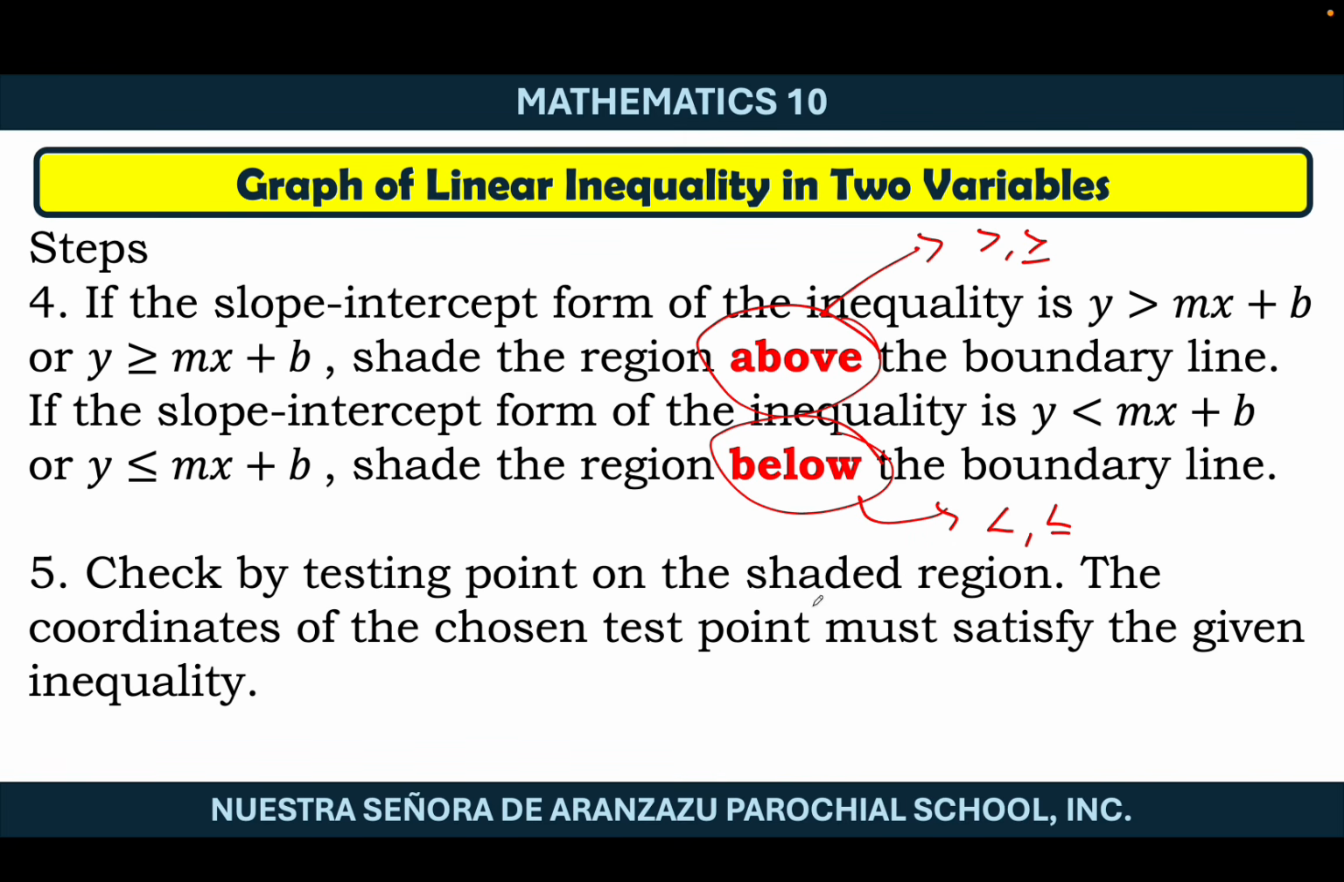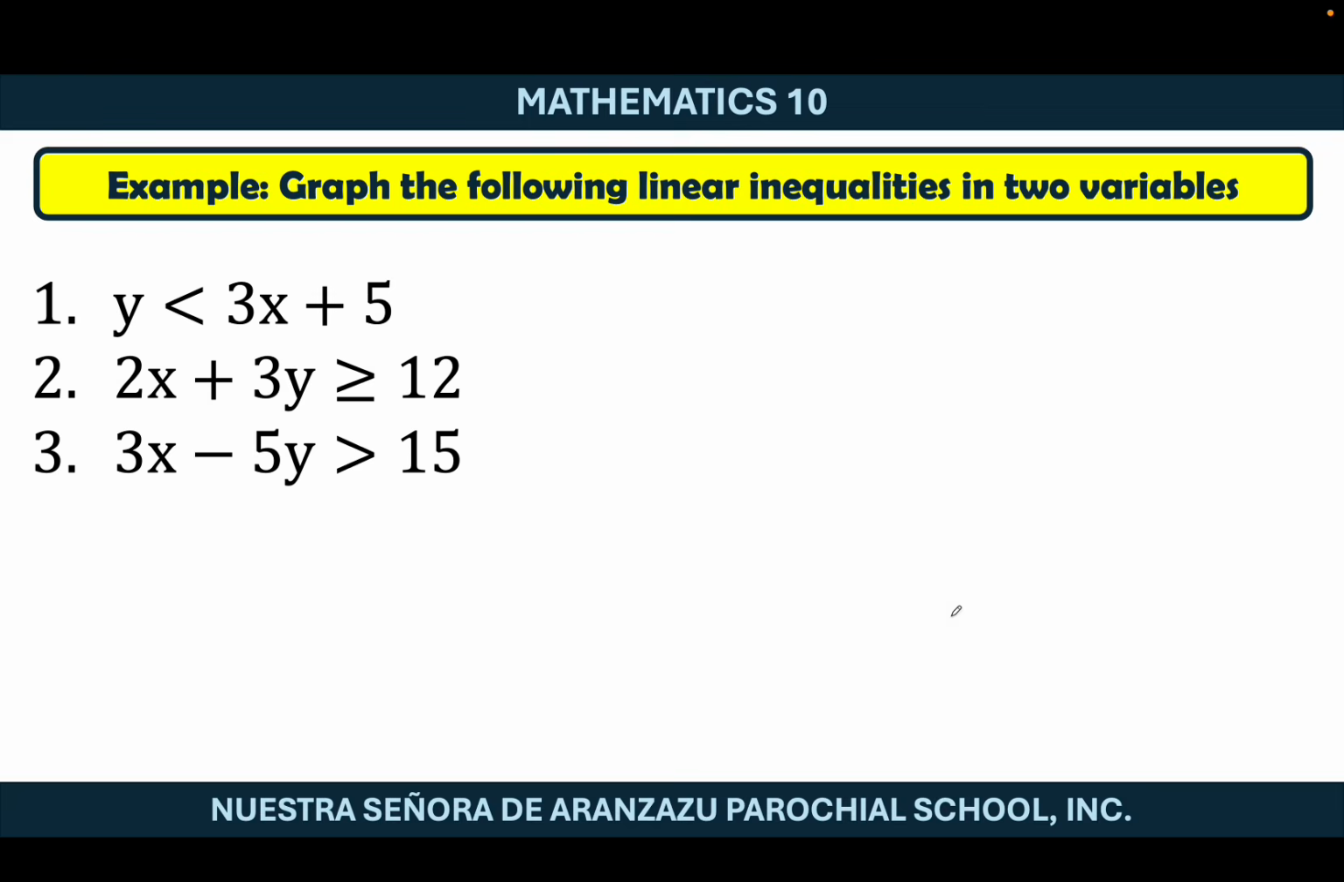And, check by testing point on the shaded region. Itong testing point, ang point na ginagamit natin is always the 0, 0. Okay? Kapag nag-true yung 0, 0, ibig sabihin, kung nasan si 0, 0, dun ka mag-shade. Kapag nag-false naman, sa kabilang part naman siya. Or, i-check lang natin kung nasa-satisfy niya ba yung graph natin ng inequality.